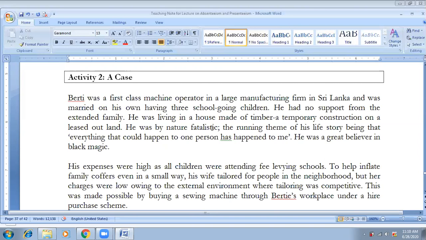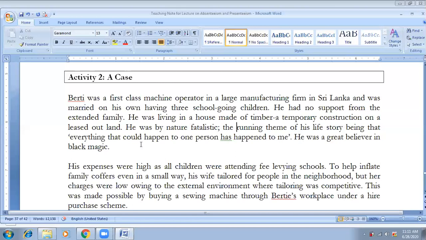fatalistic. What is fatalistic? Fatalistic means this person believes that human beings cannot influence, cannot control events. That means he believes that he cannot control events. So if you take that OB concept, locus of control, this is external locus of control. The things that happen in life happen because of luck, because of an invisible hand, because of God, or because of other persons. External locus of control, fatalistic.